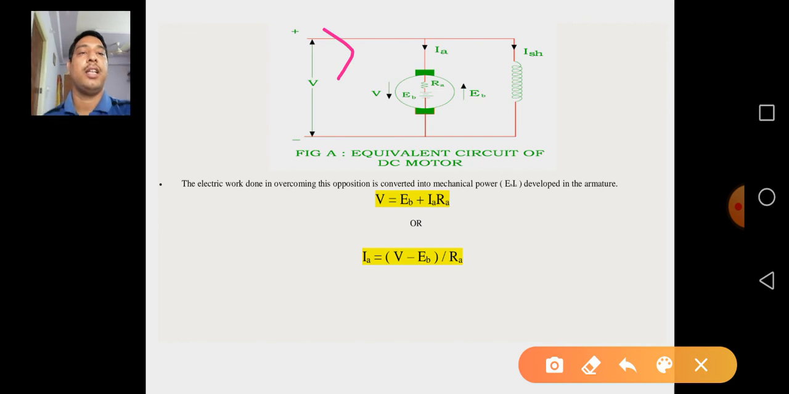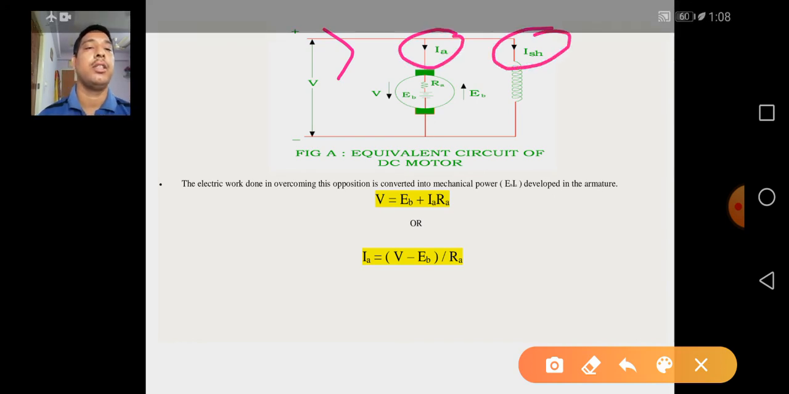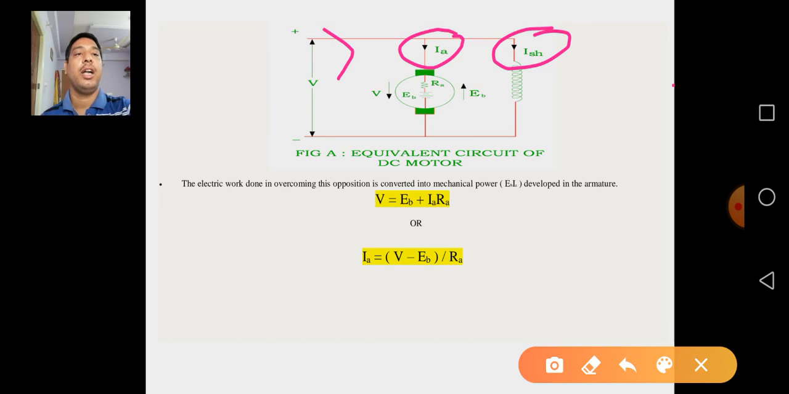This IL, the load current, is going to divide into two parts: one is IA and the other is ISH, that is the armature current and the shunt field current. So this is the shunt field winding and this is the armature winding, and the input supply voltage V is in the inward direction and EB is in the upward direction. Both should be in opposing nature. That's what we call counter EMF or back EMF.